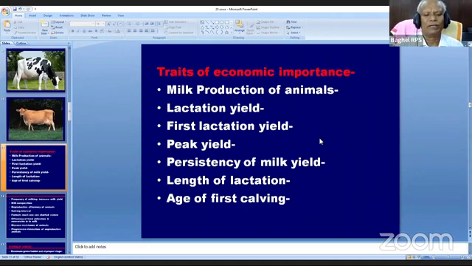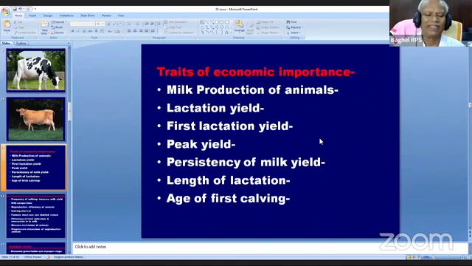Next point is peak yield. Usually, if you see the production curve of the cow, for about 2.5 to 3 months there is a gradual increase in the milk production. Then for the next 2 to 3 months, the peak production is maintained for some time, and after 6 months, milk production gradually reduces.